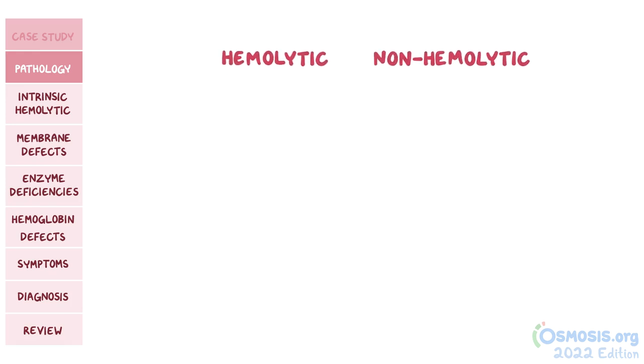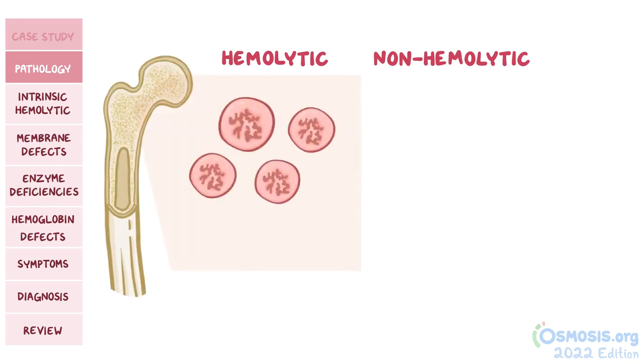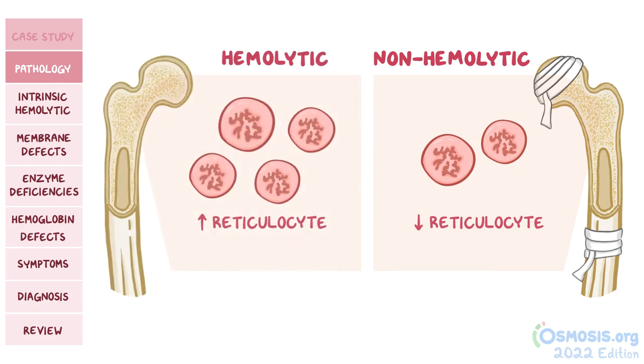When there's hemolysis, the bone marrow revs up and starts pumping out immature RBCs, called reticulocytes. But when there's a bone marrow problem, reticulocyte count is low. So for your exams, it's important to know that in hemolytic anemias, there's an increased reticulocyte production index of over 2%, while in non-hemolytic anemias, it's lower than 2%.